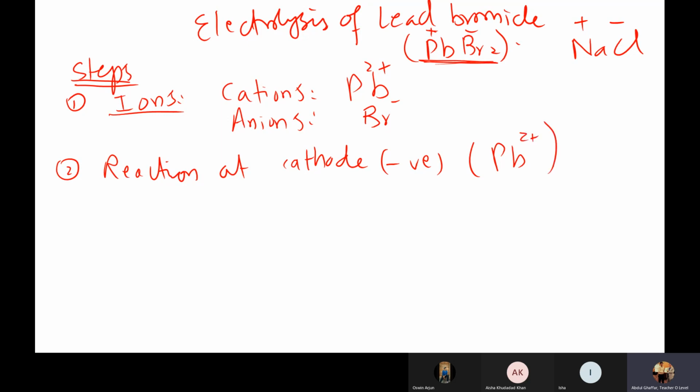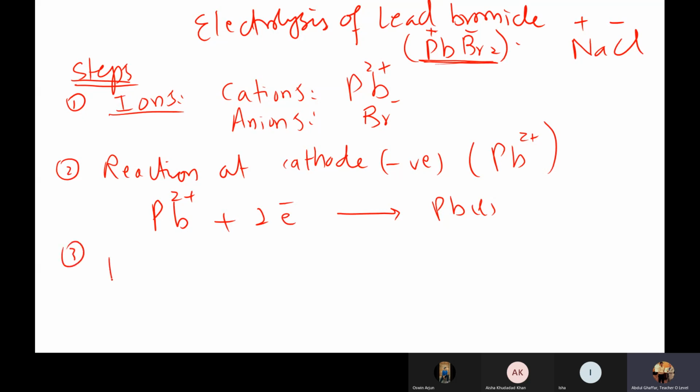So how will you write the reaction? As I have already mentioned in the electrolysis of molten sodium chloride, you will write lead positive, right? And then what will happen? Right now it will gain two electrons. When it gains two electrons, it will become neutral lead, right? And in molten state, as I have told you, for the state symbol you will write L.